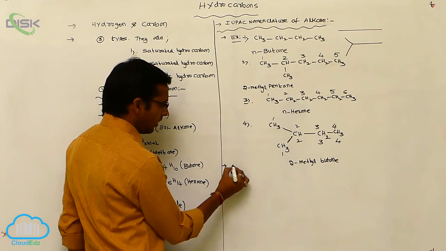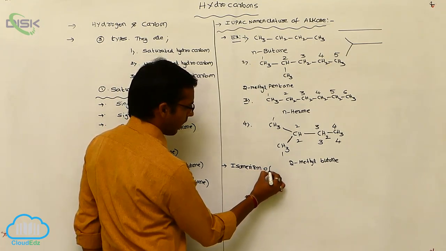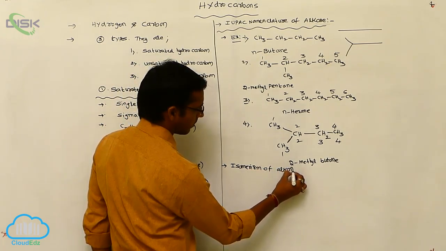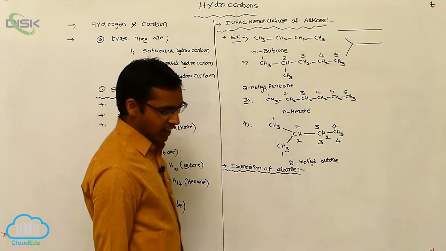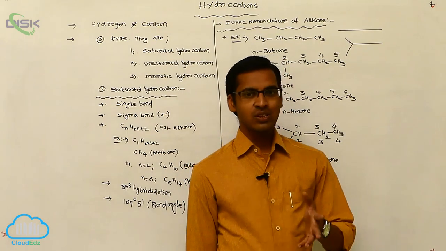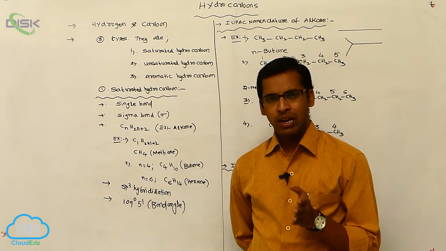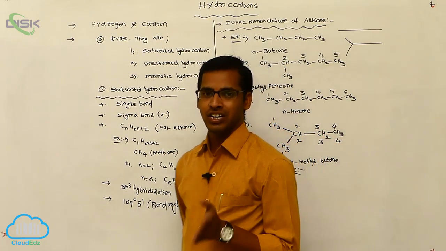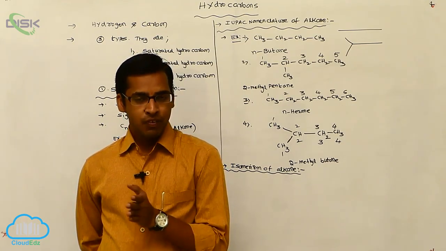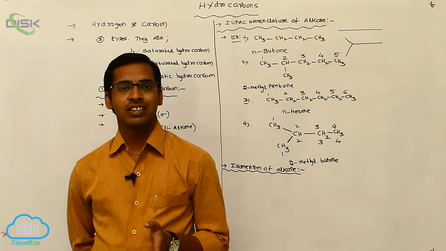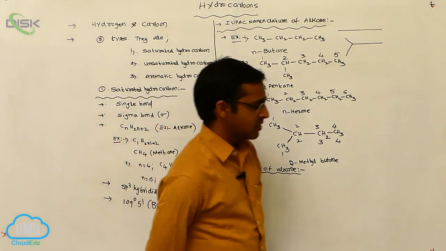And next one, isomerism. Isomerism of alkane. Okay. Generally, alkanes show structural isomerism. Means, what is your structural isomerism? Same molecular formula, but differ in their structure. Such isomers are called structural isomers. That phenomenon or that process is called structural isomerism. So alkanes exhibit structural isomerism.